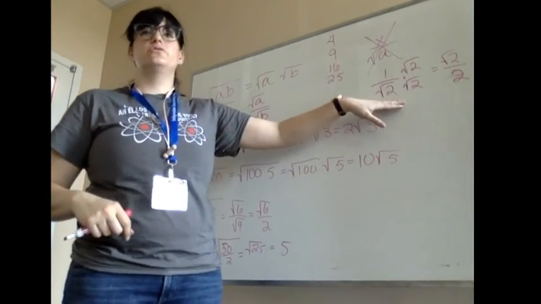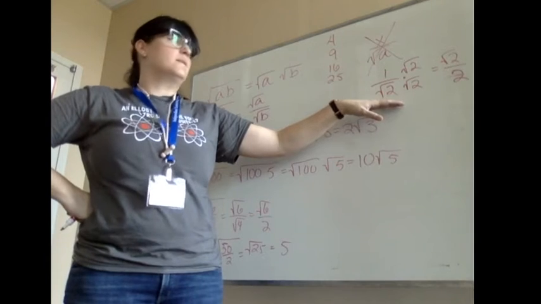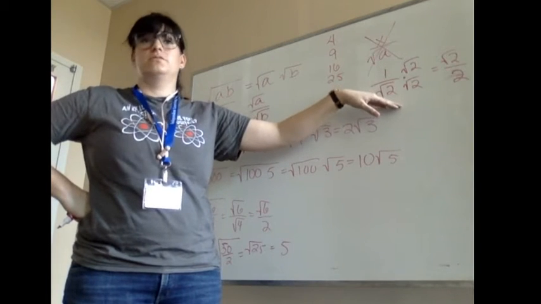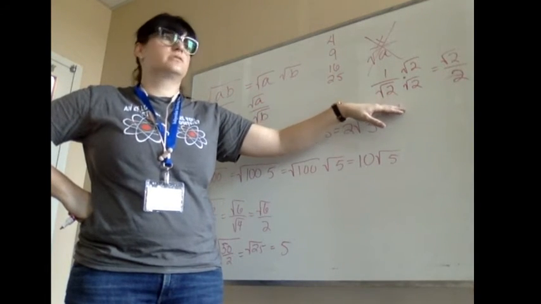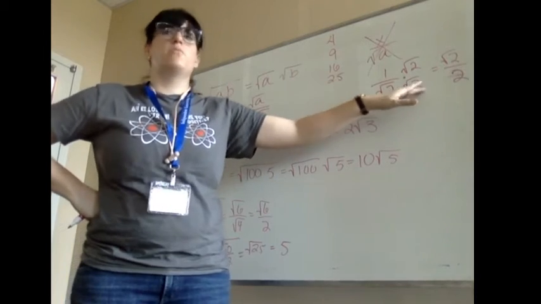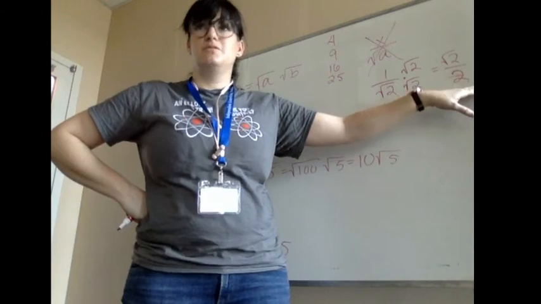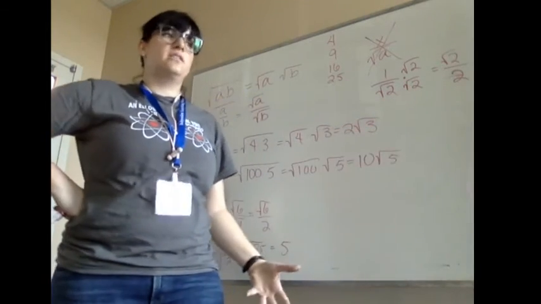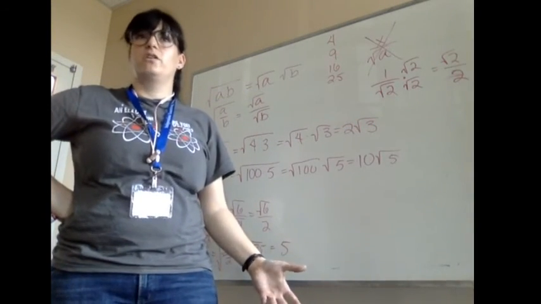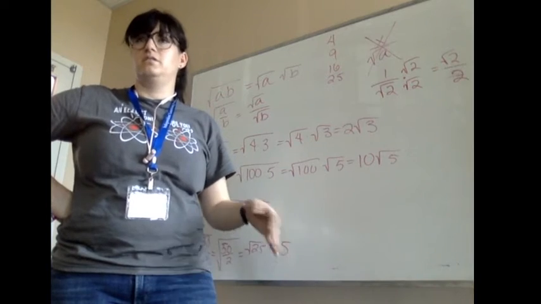Okay, the square root of 2 is saying what number multiplied times itself is 2. So if I take the square root of 2 and multiply it times itself, what do I get? 2. If I take the square root of anything and multiply it times itself, I'm going to get just the radicand. Does that make sense?